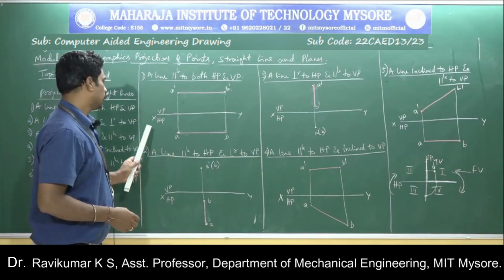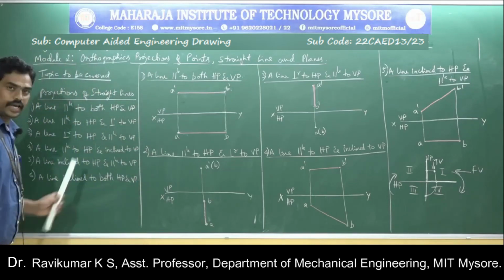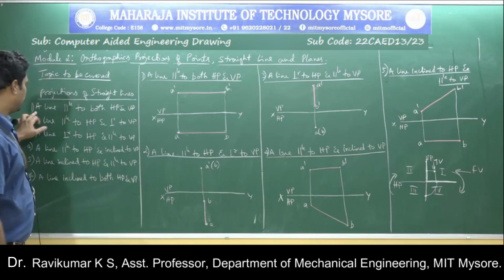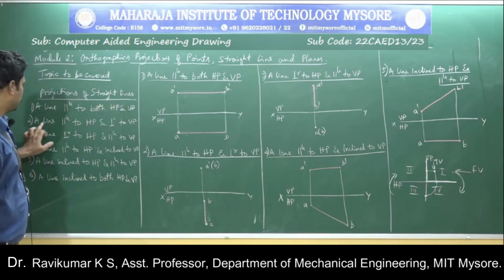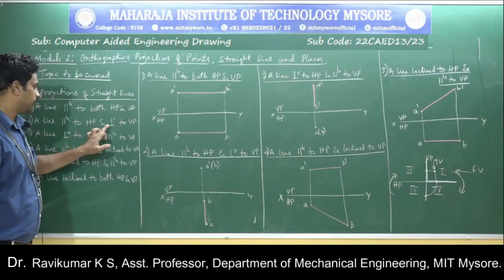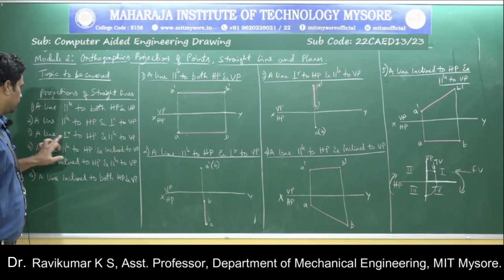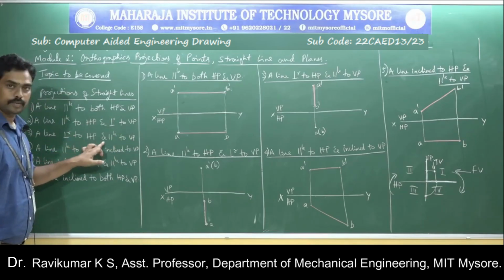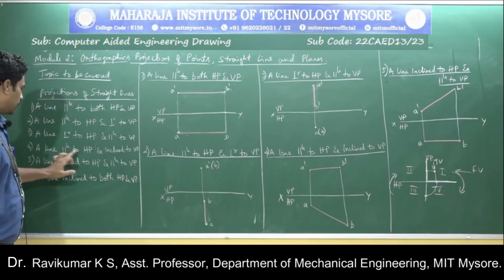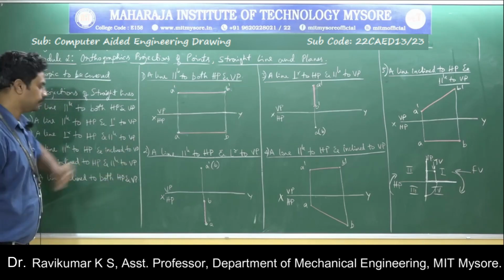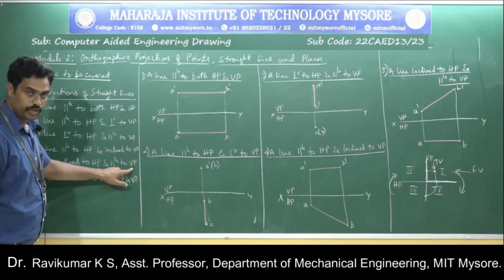Then in today's session, I will be taking different cases of lines. First, a line parallel to both HP and VP. Second case, a line parallel to HP and perpendicular to VP. The third case is a line perpendicular to HP and parallel to VP. Fourth one, a line parallel to HP and inclined to VP. Then fifth one, a line inclined to HP and parallel to VP.